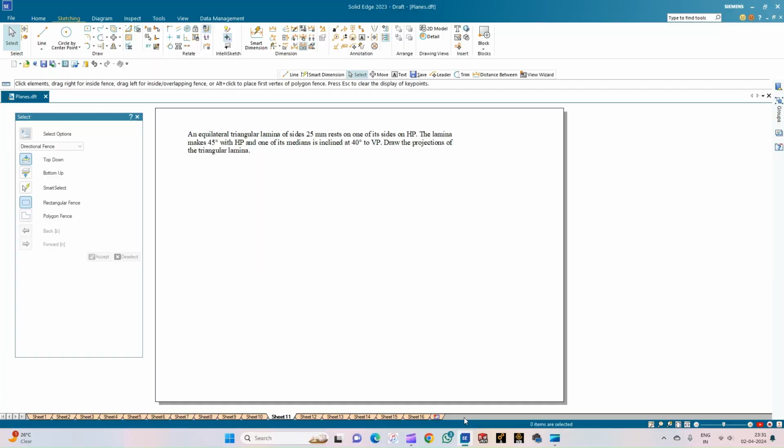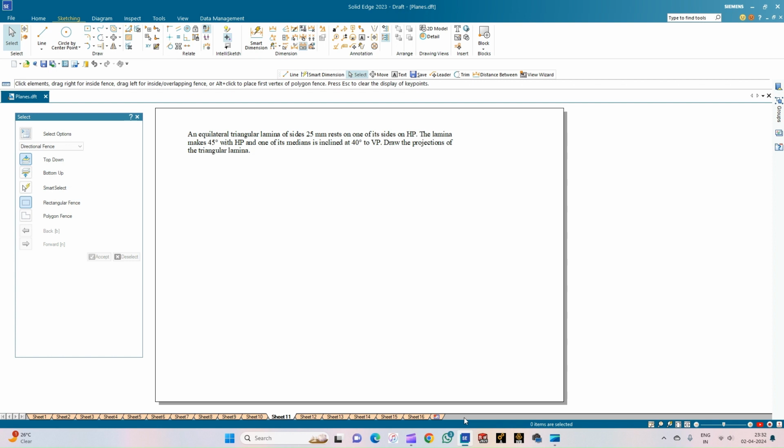In this video, we shall see how to do the computer drafting of the orthographic projection of planes using the Solid Edge software. Coming to the problem statement. An equilateral triangular lamina of sides 25 rests on one of its sides on HP. The lamina makes 45 degrees with HP and one of its medians is inclined to the VP at 40 degrees. Draw the projections of the triangular lamina.